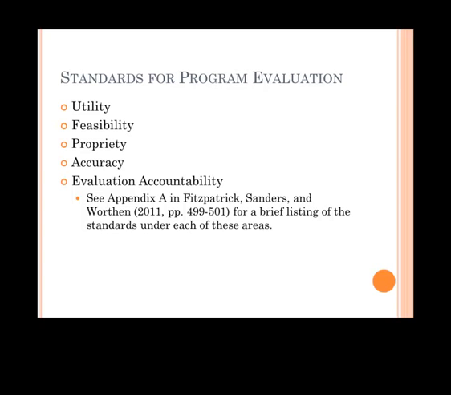The rest of the utility standards are attention to stakeholders, negotiated purposes, explicit values, relevant information, meaningful processes and products, timely and appropriate communicating and reporting, and concern for consequences and influence.